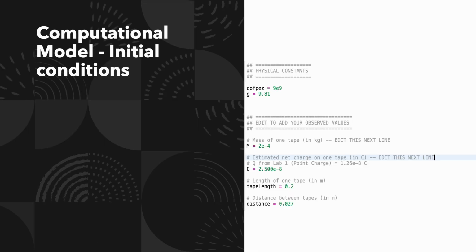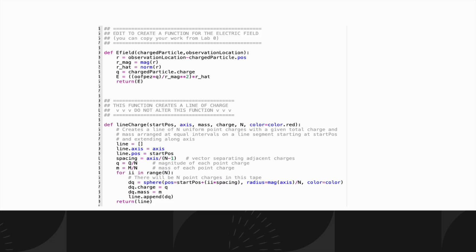These are the initial conditions for the computational model, which was also talked about in the experiment. So here the lines of charge q was found to be 2.5 times 10 to the power negative 8. The first function is used to calculate the electric field, and the second function is used to find the line charge. So in the second function, I'm taking a piece of tape and dividing it into n segments. So n here is 50, and each segment represents a point charge with a specific amount of charge and mass.